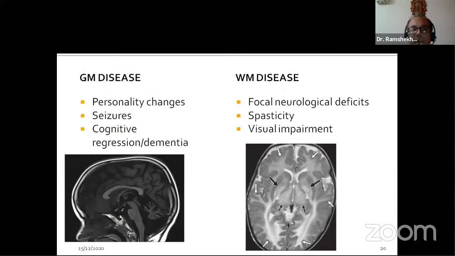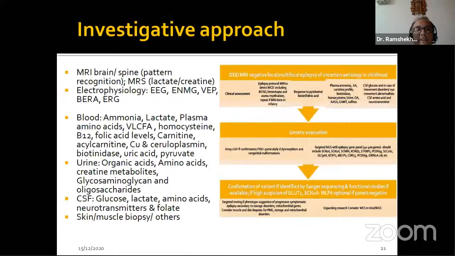So what are the signs of a gray matter disease? Personality changes, seizures, cognitive regression, and in older children, often dementia. White matter disease usually presents with focal neurological deficits, pyramidal signs, spasticity, and visual impairment. Seizures can be an association, but are conventionally not refractory to anti-epileptic agents in the majority of cases. Primarily, the syndrome is dominated by motor system involvement in the form of spasticity, and visual impairment, accompanied by cognitive decline.